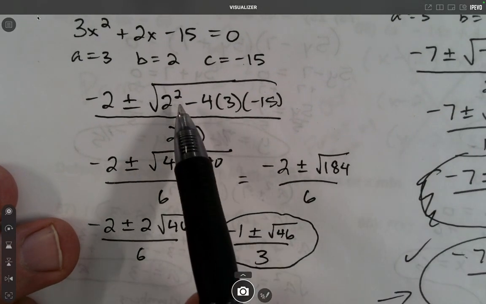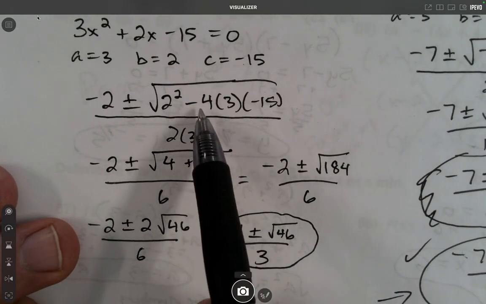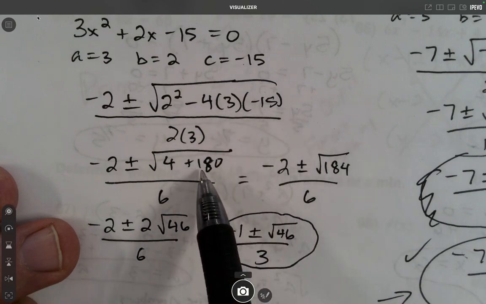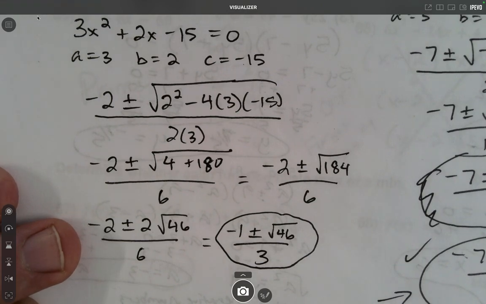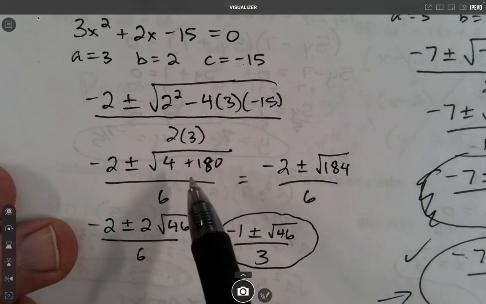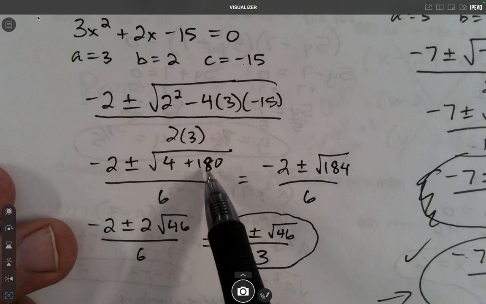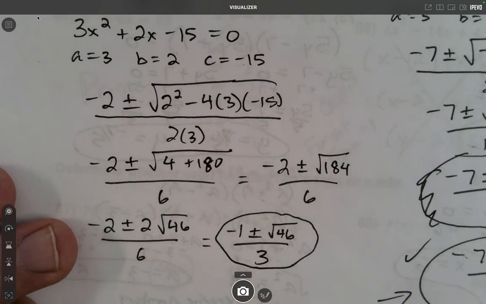I went ahead and squared the 2 and got a 4. Multiply these together, you get plus 180. And I did 2 times 3 equals 6. 4 plus 184, no, sorry, 4 plus 180 is 184.